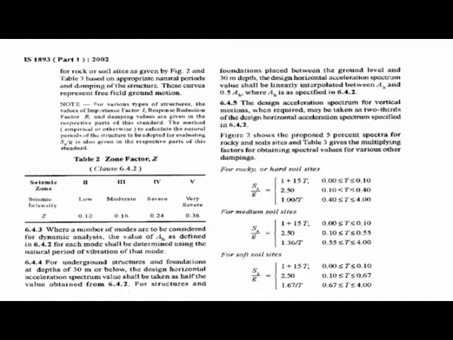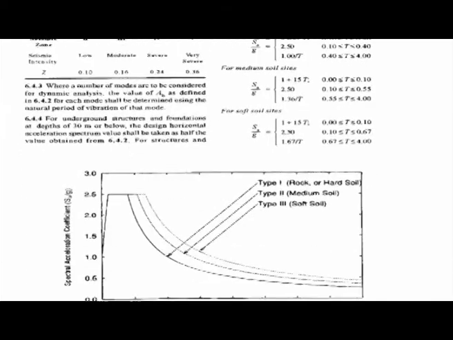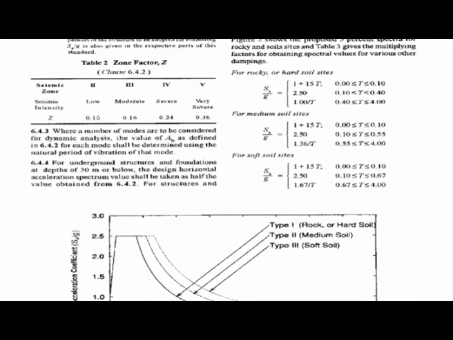Then you will find out your time period, and on the basis of the time period you can find out from here or from the equation given here, knowing the soil condition. If it is medium soil condition, and the time period is less than 0.1, then I shall use this formula. If it is greater than 0.1 and less than 0.55, then I shall use this one constant. If it is greater than 0.55 up to 4, then I shall use 1.36 by T. So this is the formula we shall use to find out that Ah.